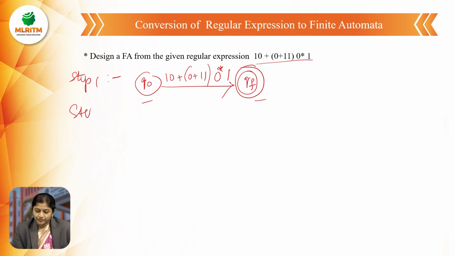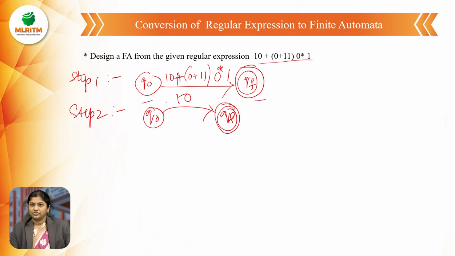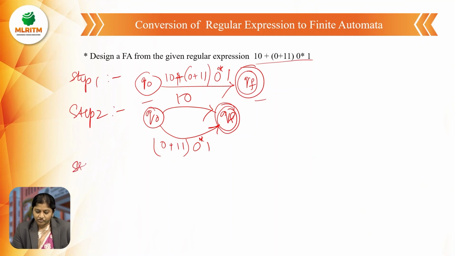Step 2: we need to go on splitting this expression. As the plus sign is there, what does that indicate? Plus means OR, and if a dot or multiplication sign is there, we should use it as AND. So from Q0 to the final state, either directly with input 10 it will reach the final state, or with 0 + 11 0* 1 it will reach the final state.